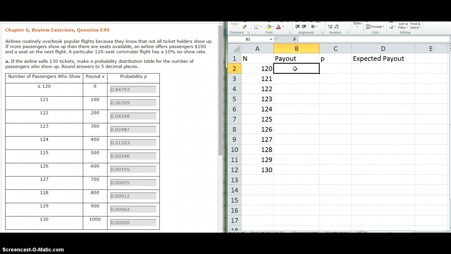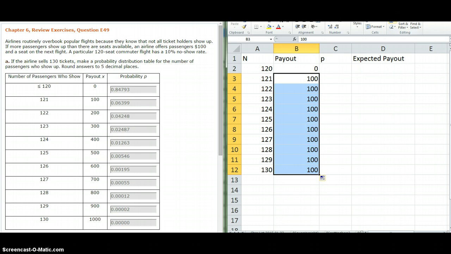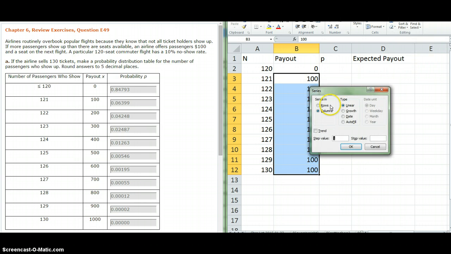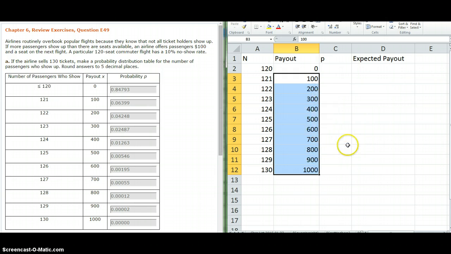And then this payout. If 120 or less showed up for a flight that has 120 seats, the airline wouldn't have to pay any in this voucher system. If there was one extra person, they would have to pay $100, and so on. And two extra, they'd have to pay $200. Here's where I'm going to do a step value. I want it to go up every time by 100. So if all 130 people who booked the flight showed up, we'd have 10 vouchers that we would need to give out, so we would expect to pay $1,000.